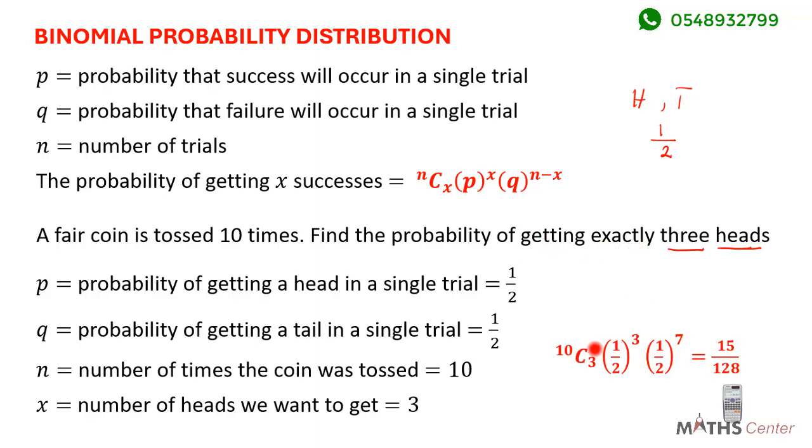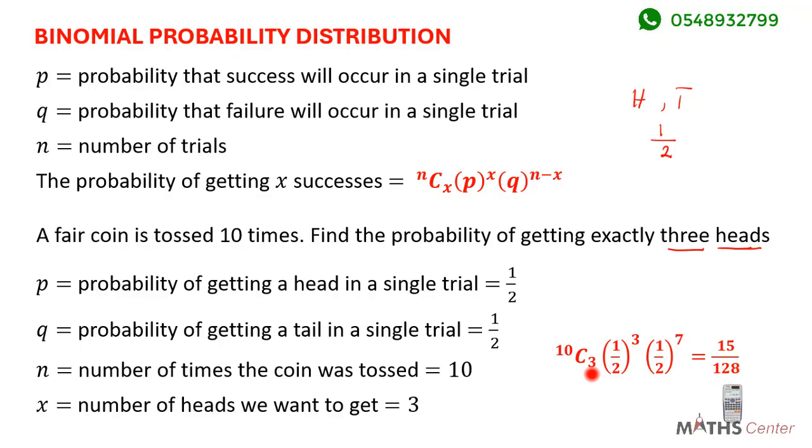When we do that, you have N is 10, so 10 combination, X is 3, so 3, times P is half, so half exponent X, which is 3, times Q is half, so half exponent N, which is 10, minus X, which is 3. 10 minus 3 gives us 7. And this gives us 15 divided by 125.